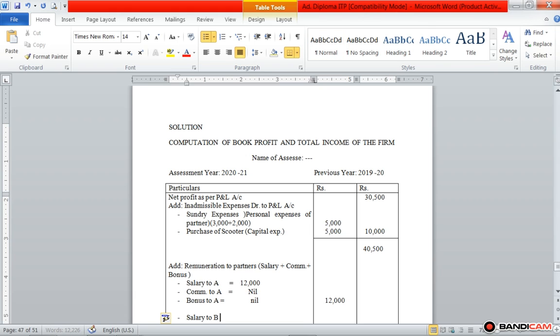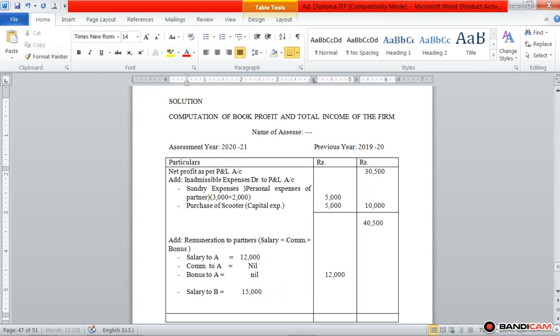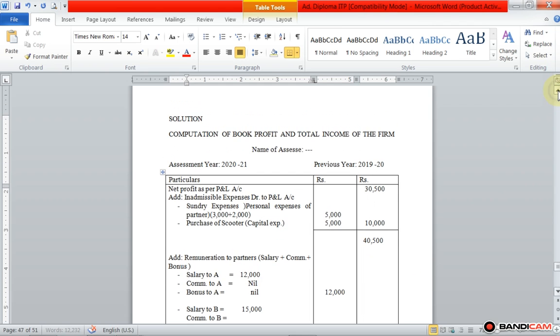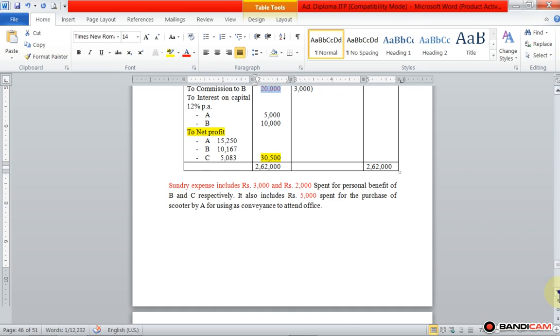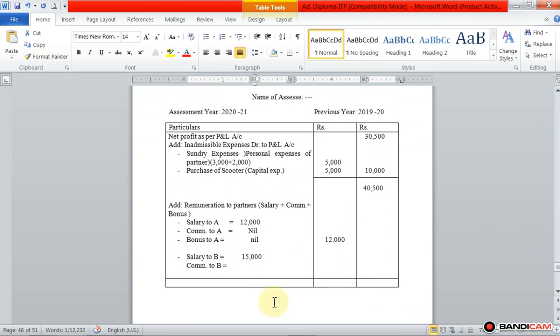Then salary to B is 15,000, and commission to B is 20,000. So add this 20,000.